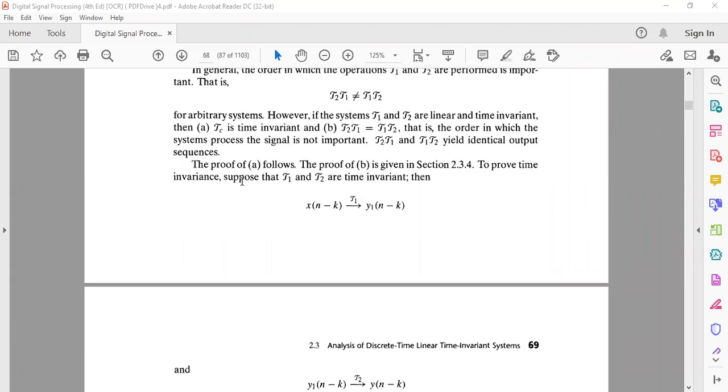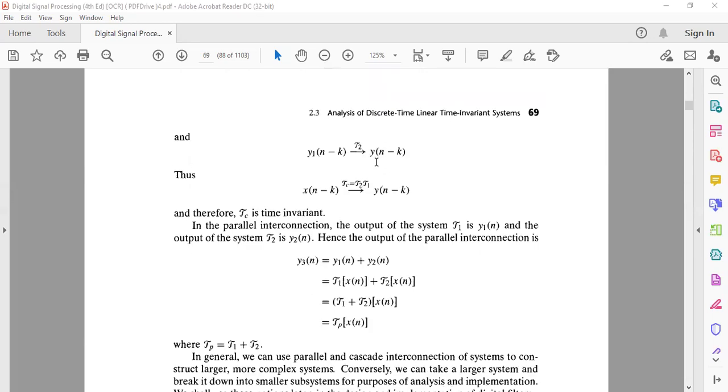And the proof of this follows from here. You can actually look at how it is proved, to show that time invariance leads to the order of implementation not changing.